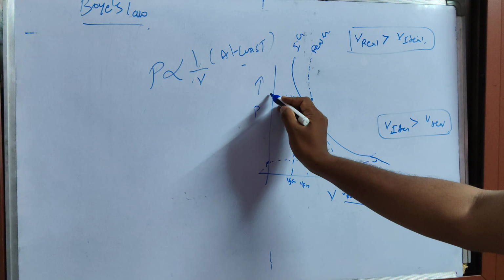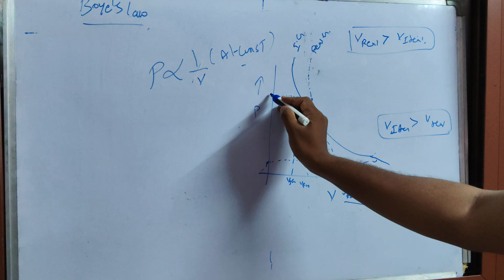We know the volume of the real gas is greater than the volume of the ideal gas. Compared to the expected ideal gas volume, the real gas volume is more, which means expansion. Then only the volume of the gas will be increased. But in this case, the volume of the ideal gas is more than the real gas, which means it is compressed.